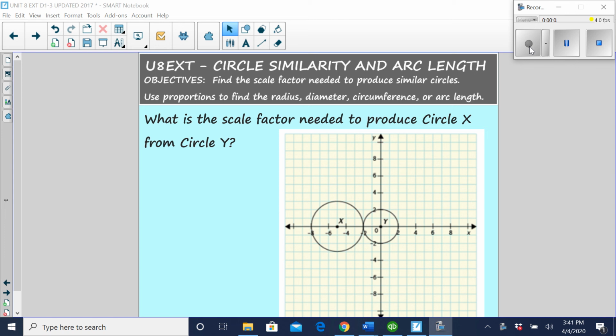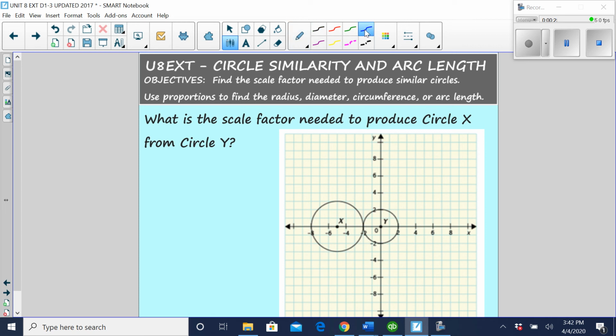Hey guys, we're going to start talking about an extension on our circles unit. It's going to be 3 days, that's extension material. To get started today, we're going to be talking about our circle similarity and arc length. So our objective says find the scale factor needed to produce similar circles and use proportions to find the radius, diameter, circumference, or arc length.